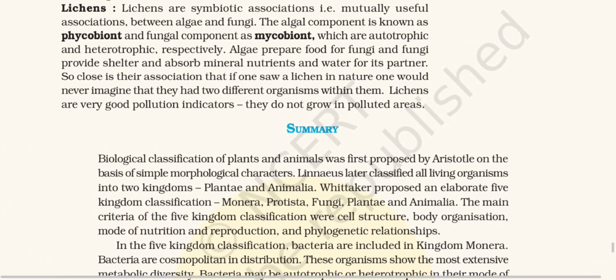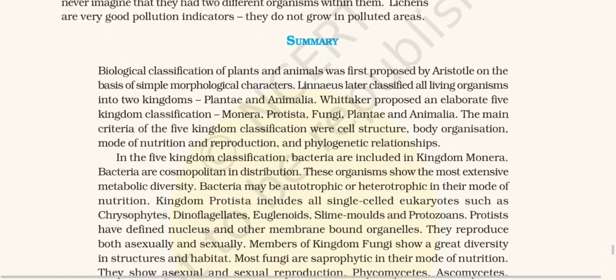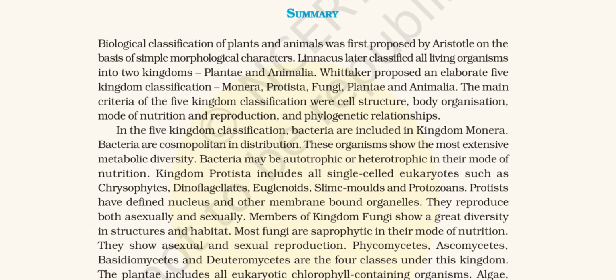Summary. Biological classification of plants and animals was first proposed by Aristotle on the basis of simple morphological characters. Linnaeus later classified all living organisms into two kingdoms, Plantae and Animalia. Whittaker proposed an elaborate five-kingdom classification: Monera, Protista, Fungi, Plantae, and Animalia. The main criteria of the five-kingdom classification were cell structure, body organization, mode of nutrition and reproduction, and phylogenetic relationships.